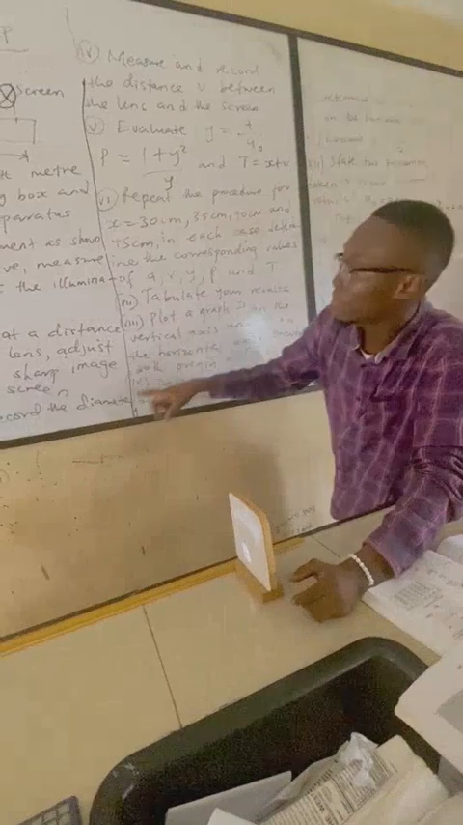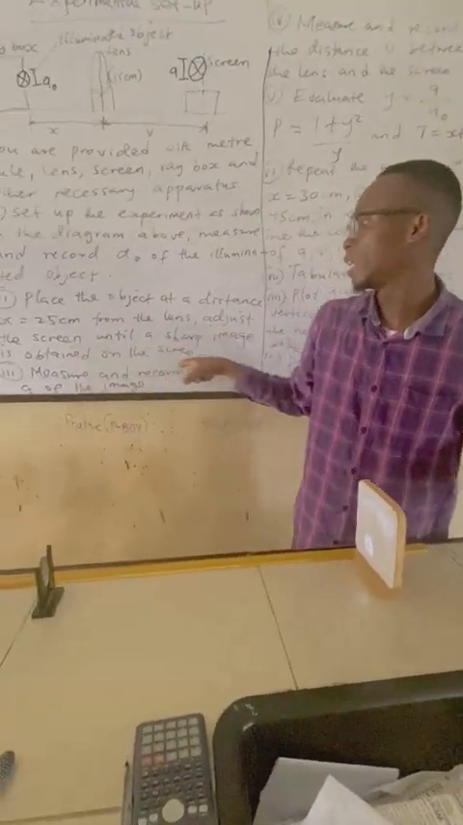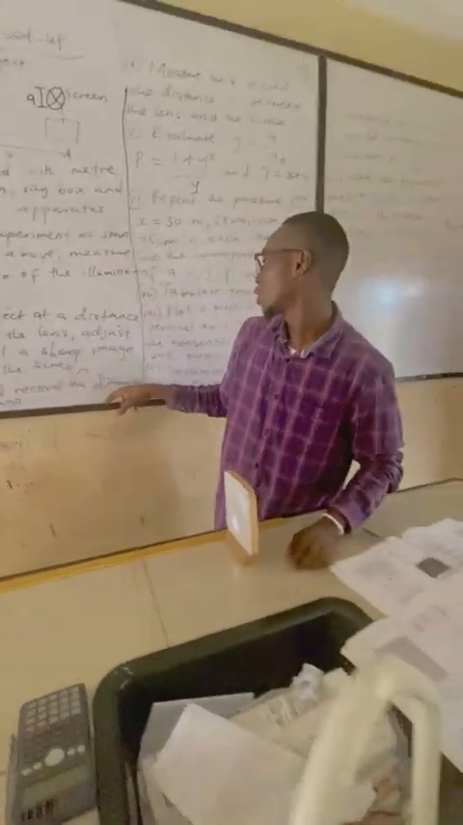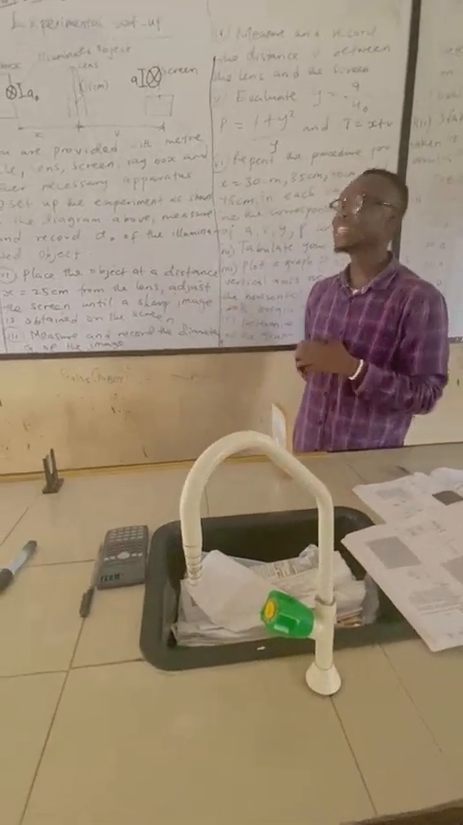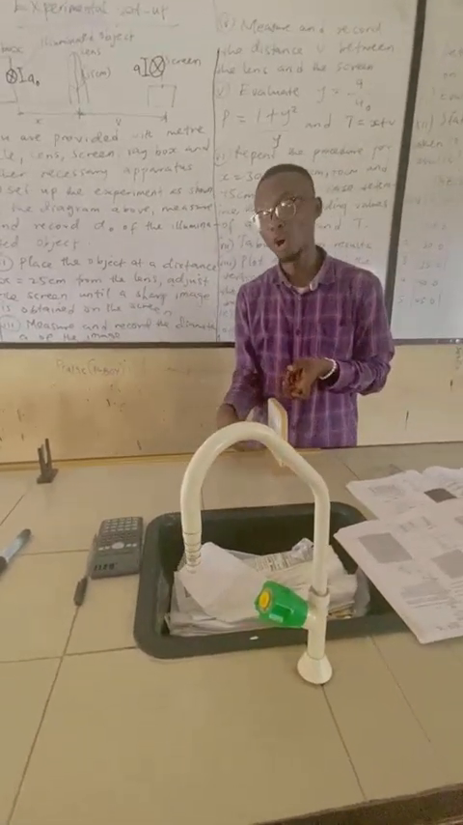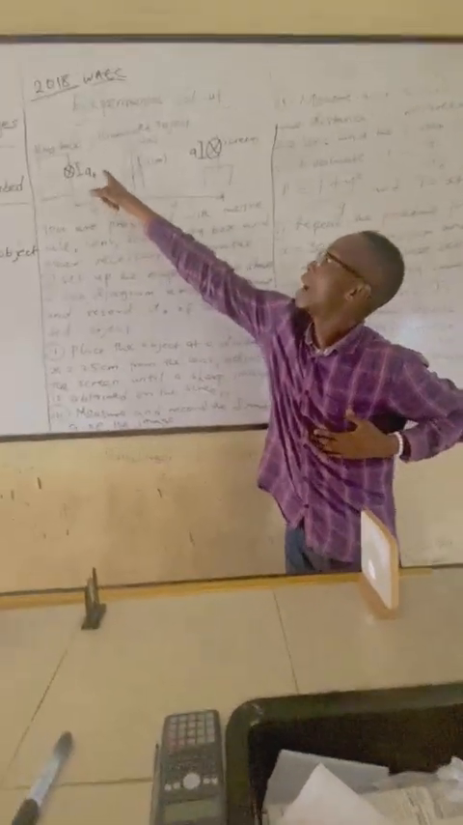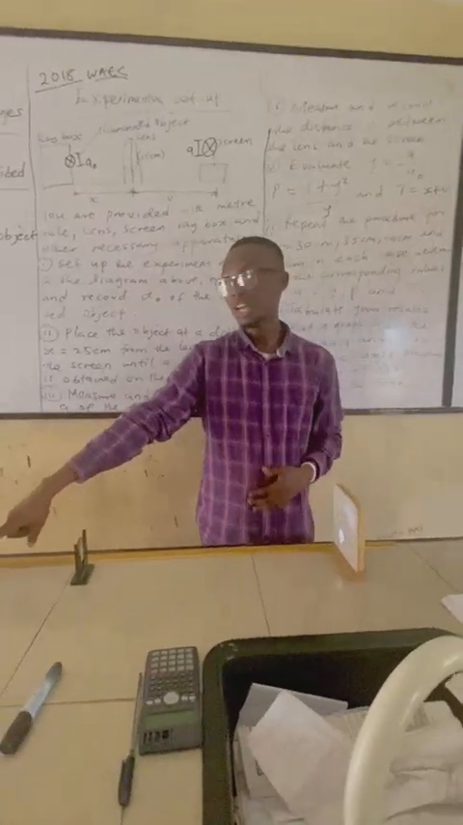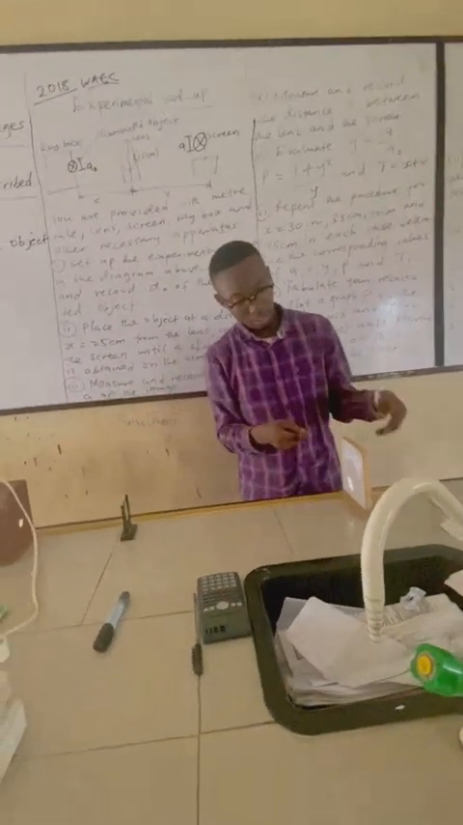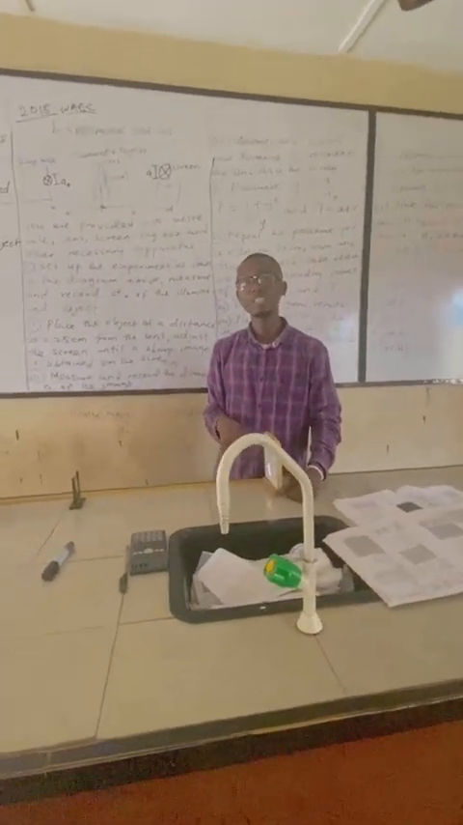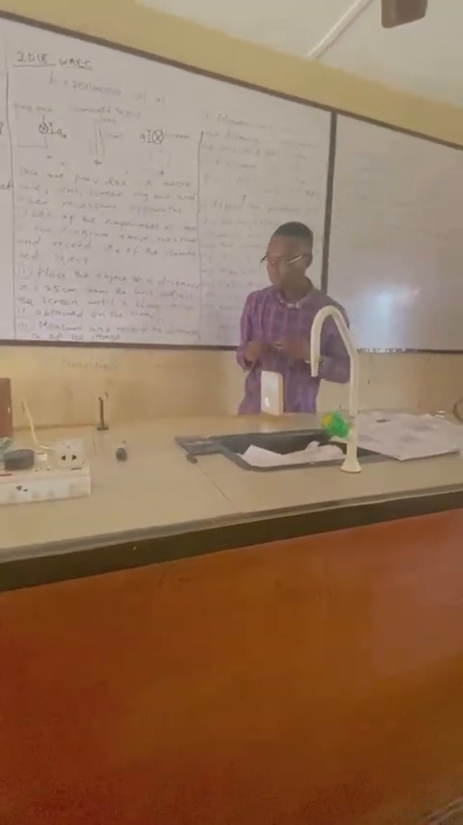At 25 cm from the lens, they said adjust the screen until a sharp image is obtained on the screen. Measure and record the diameter A of the image formed. So we are still going to record the diameter of the image formed on this screen. Then, our A0 was gotten as the initial diameter of the illuminated object. So we are still going to measure the diameter of the image formed on the screen. Okay, so let's measure that.